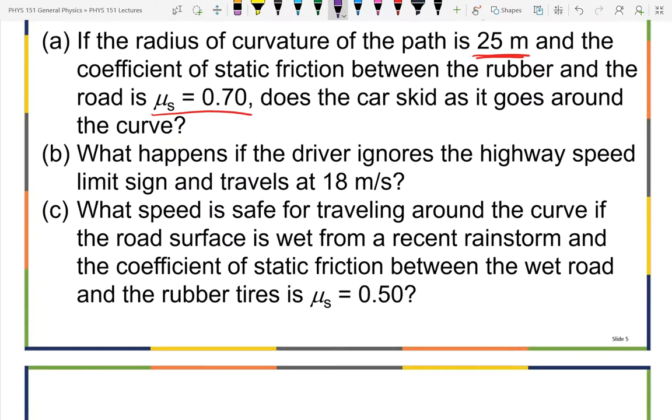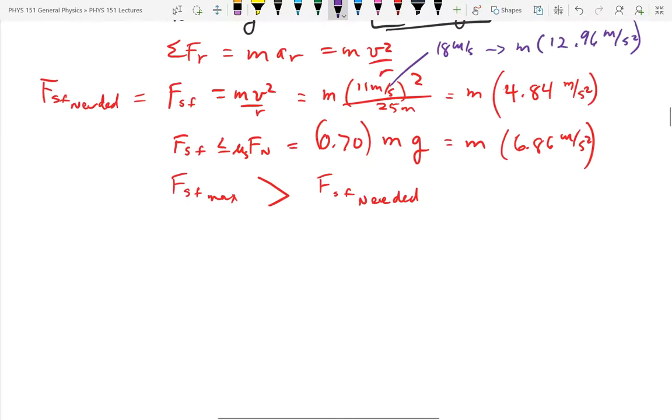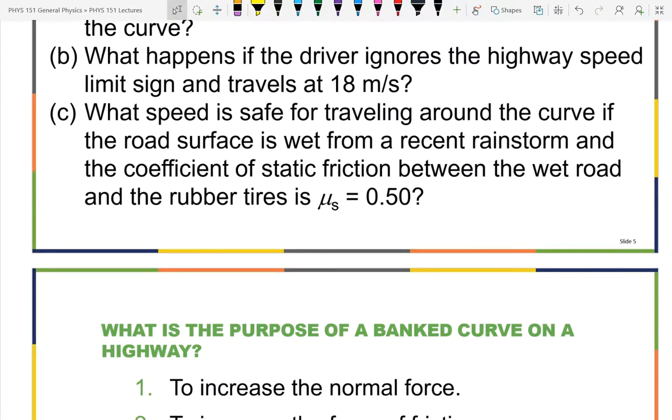And then finally it asks, what speed is safe for traveling around the curve if the road surface is wet? So mu(s) is 0.5. So now for the last part, what speed is safe? Well, the safe speed is when these two are equal to each other. That's the maximum safe speed. And so you just go through again, you put in 0.5 mg, and you see that the 11 meters per second, rounded off to integers, 4.84 is pretty close to 4.9 that you would have as the maximum. So that's where the 11 would come from. It would be the maximum when it's wet, if it was actually done by a physicist who assumes that you're going to be a perfectly safe driver.